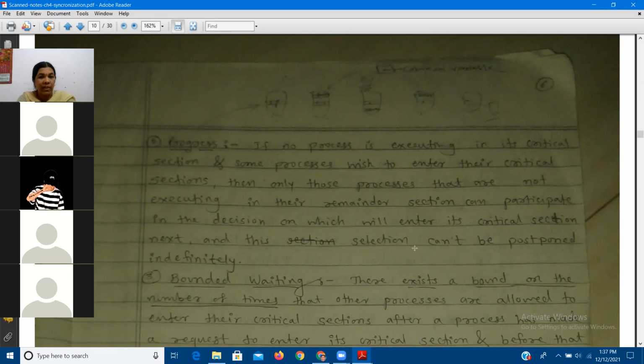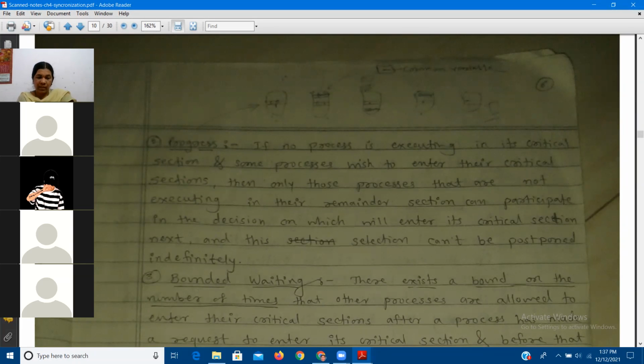So whatever selection is made out of these 2 processes, who should enter the critical section, that selection should be done immediately, within time. So it should not be postponed indefinitely. That decision should not be postponed for a long amount of time. It should be taken within a short amount of time so that the critical section will be busy. So got the clear idea about progress? Yes, students. Yes, ma'am.